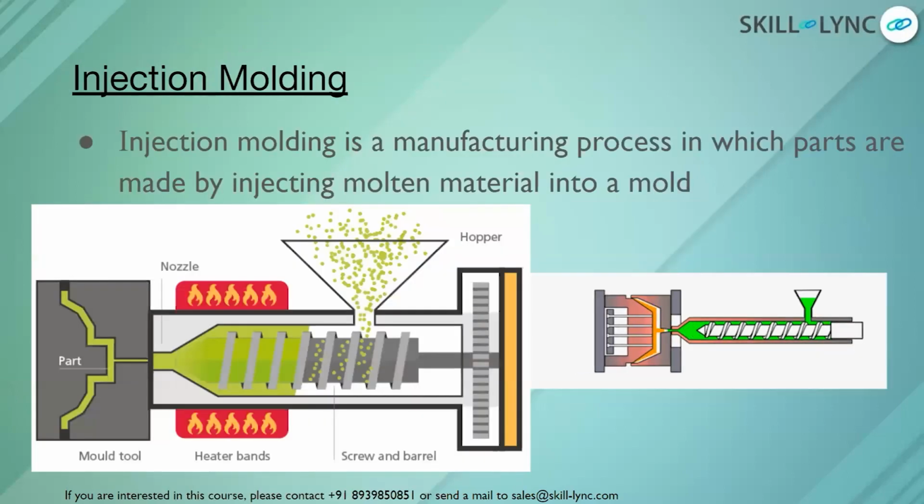Injection molding is a manufacturing process in which parts are made by injecting molten material into a mold. You can see the image here on the left side, wherein the pellets or granules of plastic are being pushed down a hopper, and then you can see a screw mechanism wherein it gets heated as well as ground, and then it becomes a molten stage when the heat is provided.